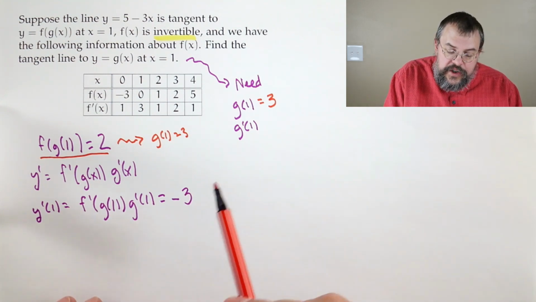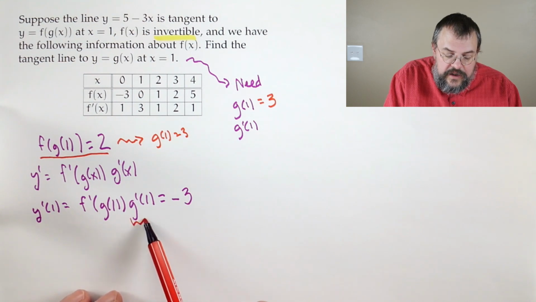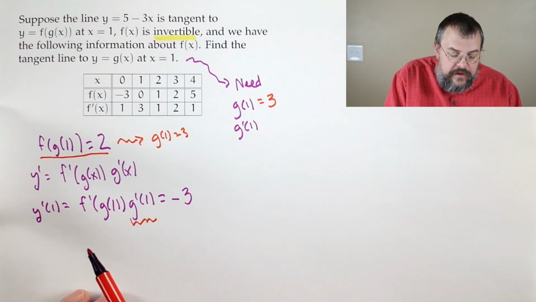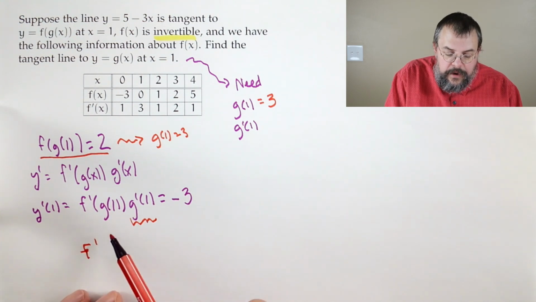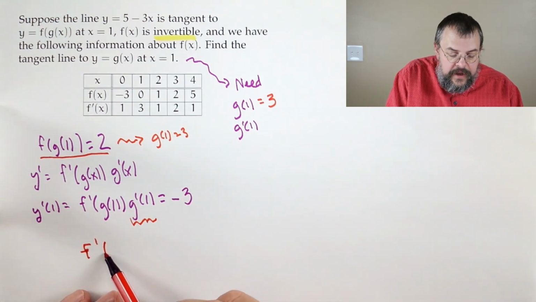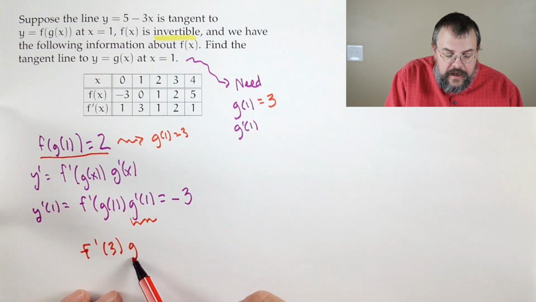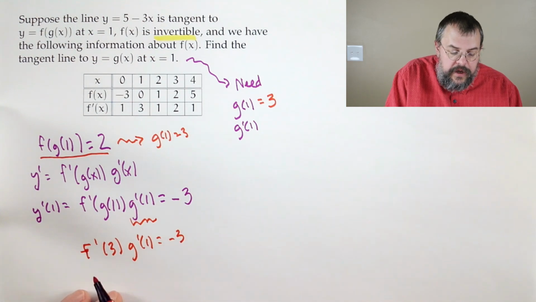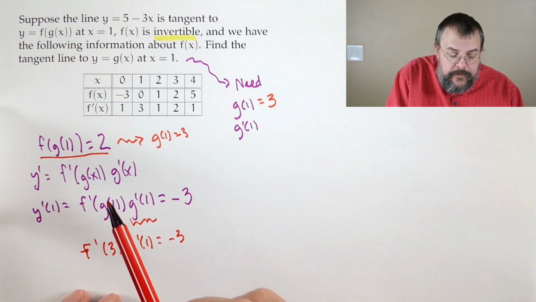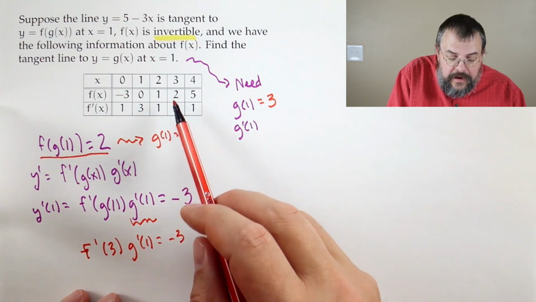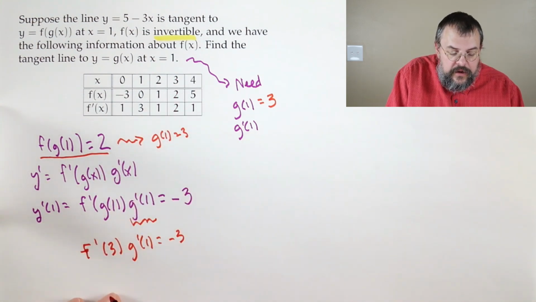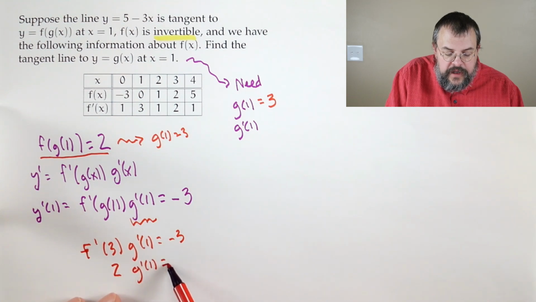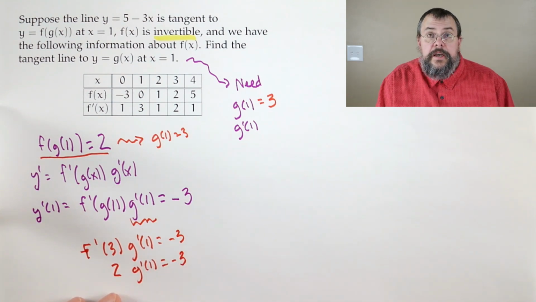Well, we need g prime of 1, and look, there's a g prime of 1 right there. So let's dig into this. So we have f prime of g of 1, but I now know g of 1 is 3. So f prime of 3 times g prime of 1 has to be negative 3. So what is f prime of 3? Well, according to this, f prime of 3 is 2. So 2 times g prime of 1 has to be negative 3.